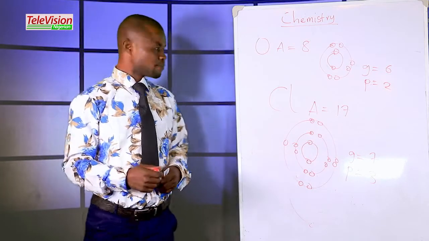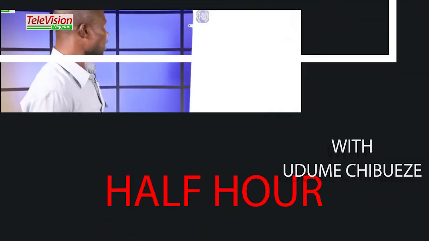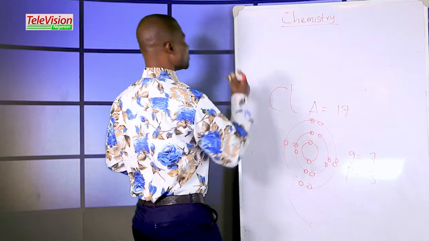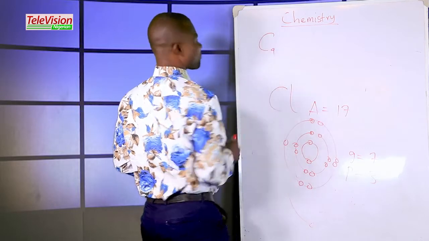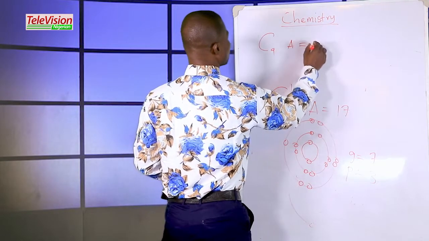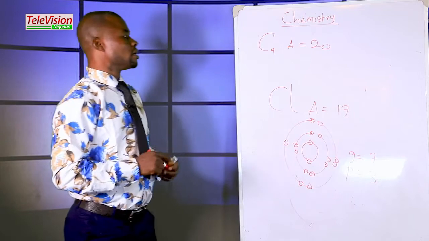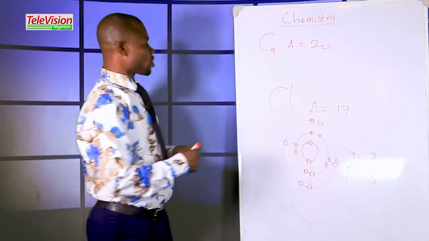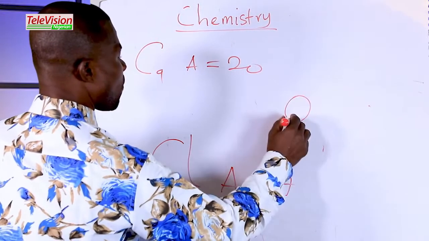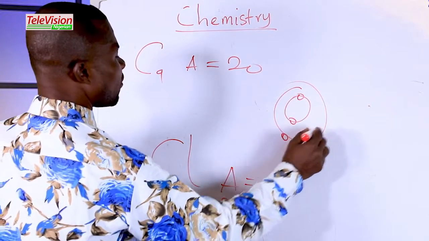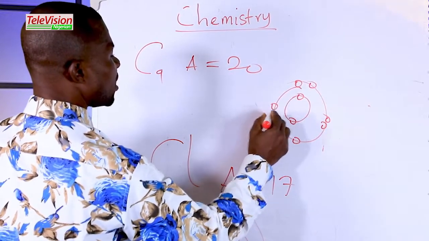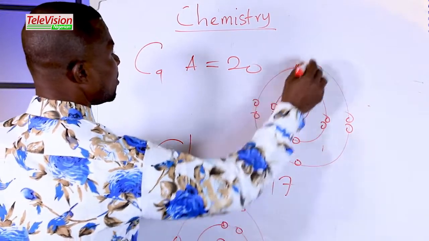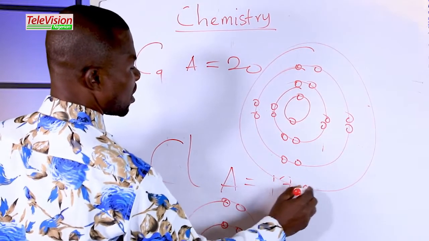Let's also consider another example. Let's consider calcium. The symbol of calcium is Ca. The atomic number of calcium is 20. We are going to carry out the electronic configuration, which is going to be 1, 2, 3, 4, 5, 6, 7, 8, 9, 10, 11, 12, 13, 14, 15, 16, 17, 18, 19, 20.